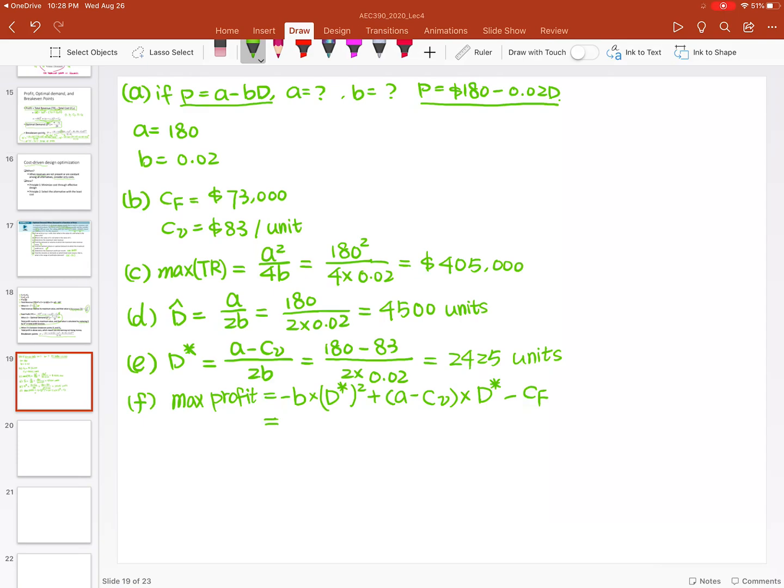Okay, and we just substitute this with the values. So minus B is 0.02 times D star, which is 2425 square, plus A is 180, C lowercase v is 83 times D star, 2425, minus CF, 73,000. Okay, just to calculate this, and then the answer is 44,612.5. That is your maximum profit.